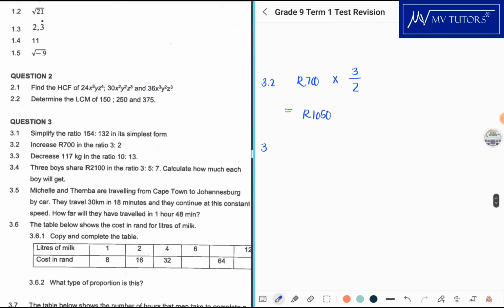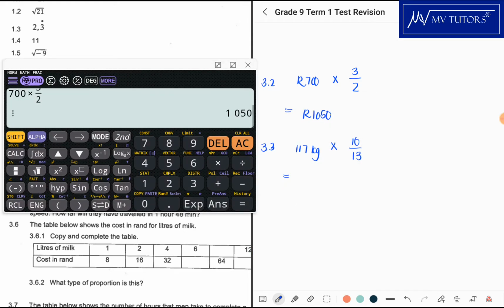Cool. And now 3.3, it says decrease 117 kilogram in that particular ratio. So we have 117 kilogram, and whenever we decrease, we write the smallest number in the numerator and the largest one in the denominator. Okay, that's simply that, and then we multiply. So we have 117 multiplied by 10 over 13, and we get an answer of 90 kilograms.